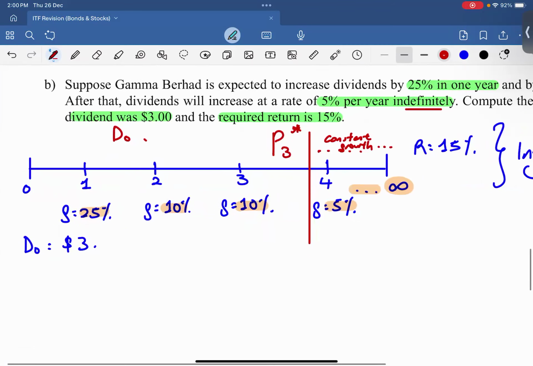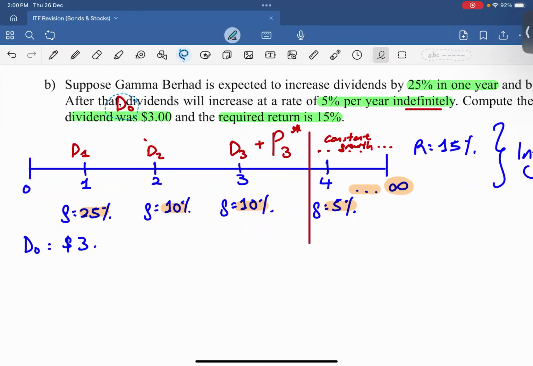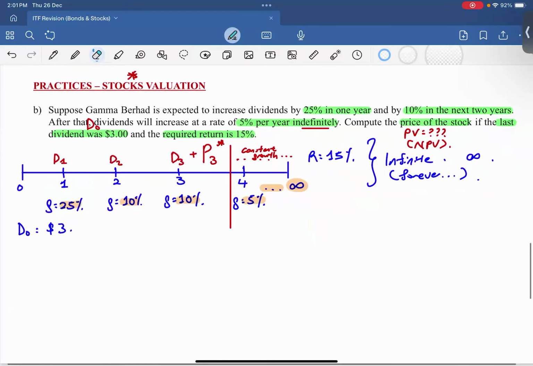So what is different here is D1, D2, and D3 will be different. So later in year 3, apart from the D3, I will need to factor in P3 as well. Okay, I will need to factor in the P3 as well because the P3 calculation is for the computation of year 4 onwards.